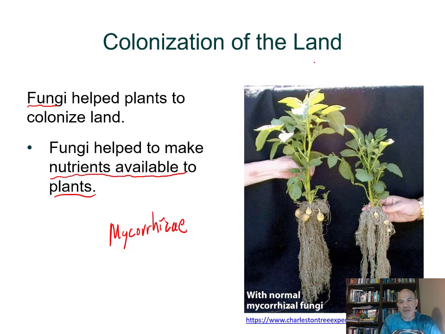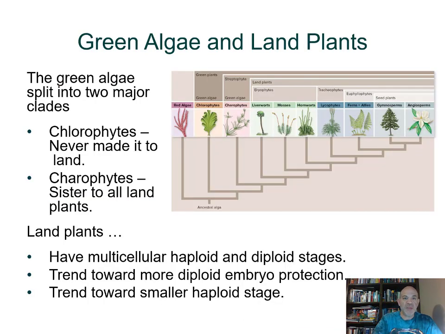And you can see here, we have 2 of the same kind of plant, and one of them has mycorrhizal fungi growing with it, and the other one does not. And you can see that the one on the right does not grow as robust or as well as the one with the mycorrhizae. So a lot of land plants, most land plants, are going to have these kinds of symbiotic relationships with fungi.